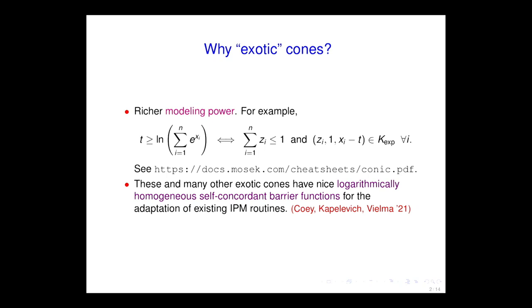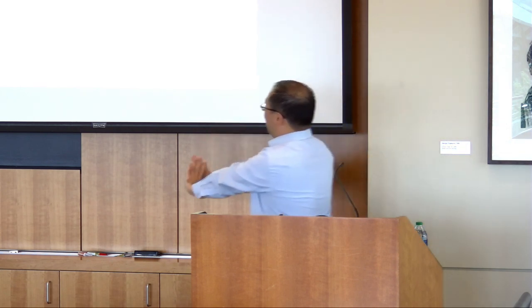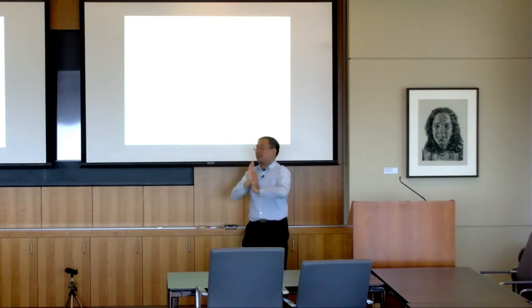Of course, another question would be, why these specific cones? There are many other functions of choice that you can try to make a cone. I'm not an expert on this particular topic. But these and many other exotic cones have nice logarithmically homogeneous self-concordance barrier functions. I'm just reading from the slides. And this allows relatively direct adaptation of many existing interior point method routines. So that's why those solvers love this. They can directly apply their routine and gain richer modeling power. So this is the introduction to why we need those exotic cones.